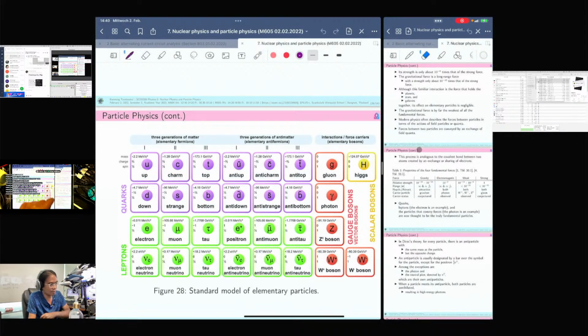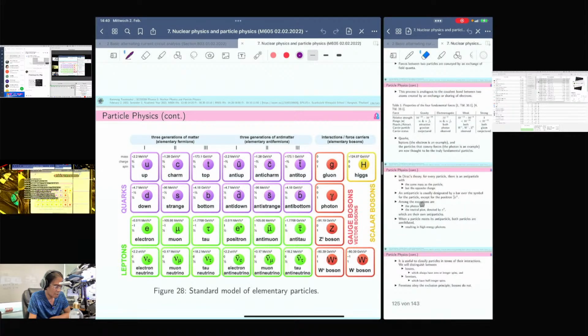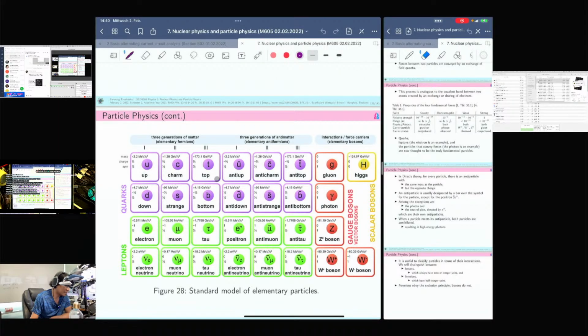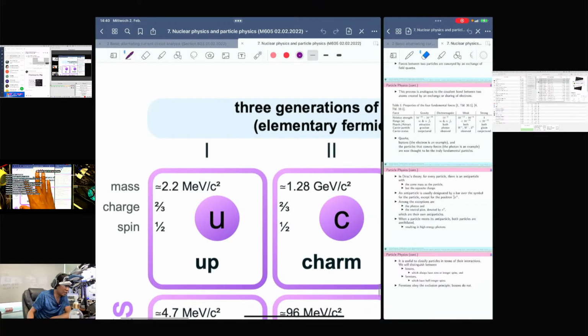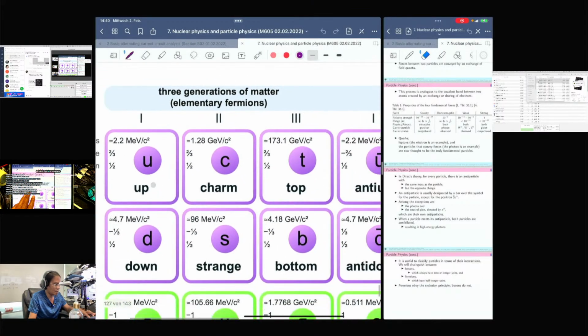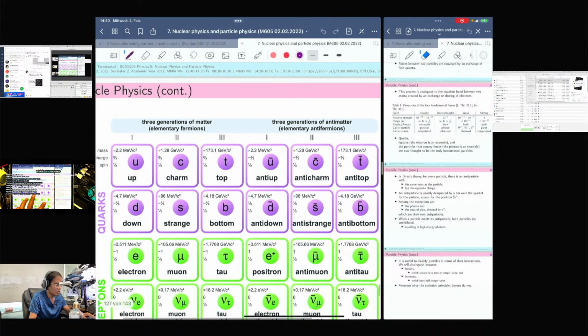The next point is that Dirac said every particle should have its own antiparticle. You could see here the up quark has its own anti-up particle, the charm quark has its own anti-charm particle, denoted by a bar above the variable. And you could see here the mass is the same, 2.2 mega electron volts. Not negative, sorry, it's an approximation.